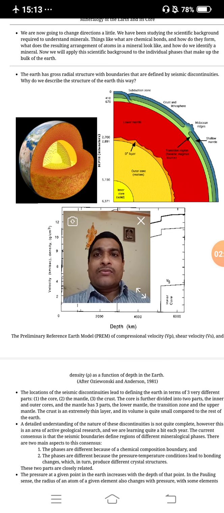We are now going to change direction a little. We have studied the scientific background required to understand the minerals present in different portions of the earth. Things like what chemical bonds are and how they form, what the resulting arrangement of atoms in a mineral looks like, and how we identify a mineral. Now we will apply this scientific background to the individual phases that make up the bulk composition of the earth.